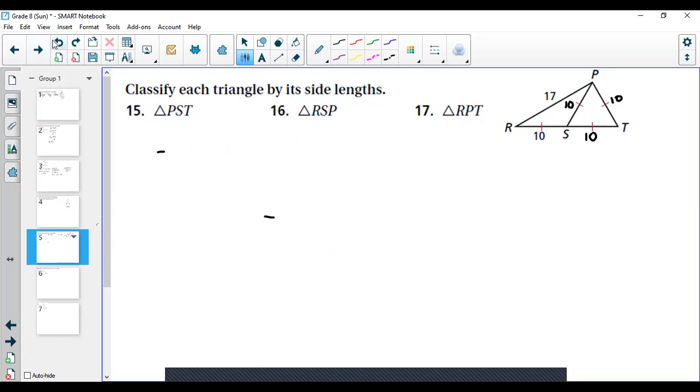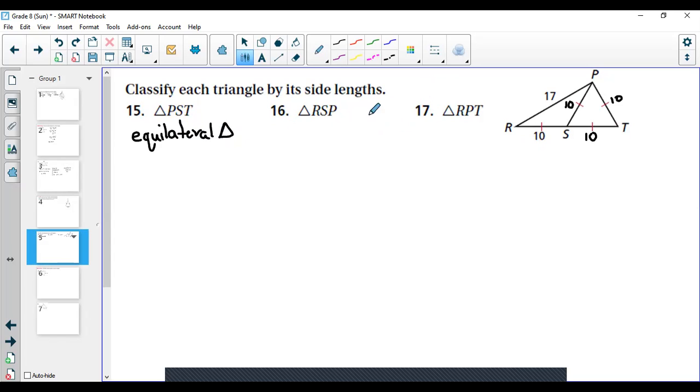So triangle PST, they're talking about this triangle. So all the three sides are equal, it's all 10, 10, 10. So that makes it an equilateral triangle.